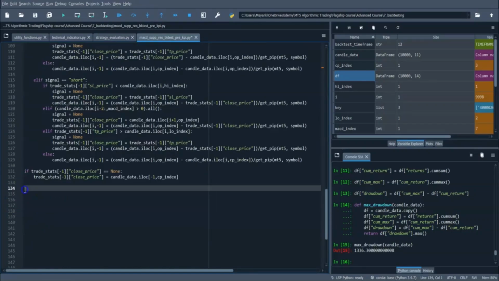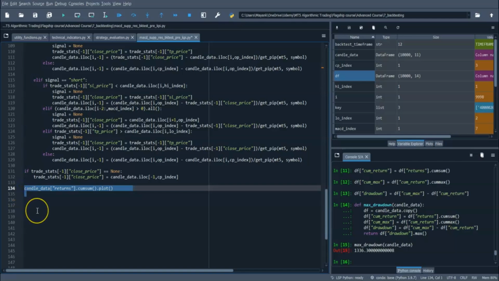Equity curve is nothing but the cumulative sum of your returns. And this equity curve gives us an overall understanding of how our strategy return would have evolved over time. And it's fairly straightforward to do that. So returns is stored here, candle data returns. We will calculate the cumulative sum of this and then we'll use pandas plot function. And that's pretty much it.